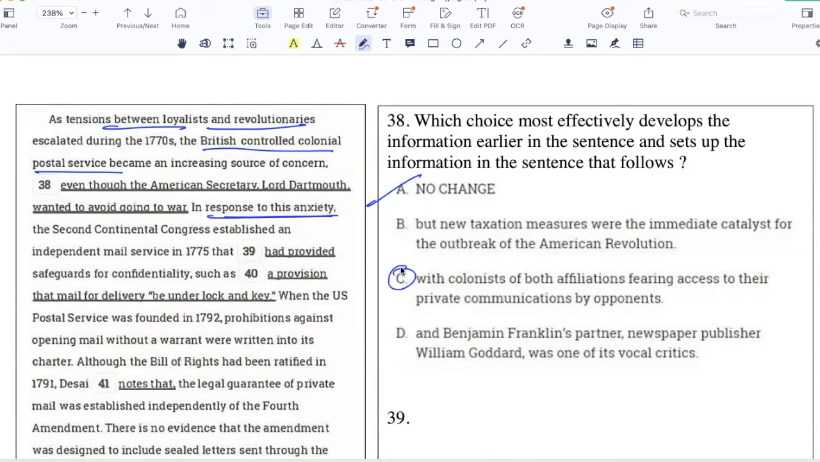So it's C, right? Because when I say that there was tension between loyalists and revolutionaries, then that tension is brought out in colonists of both affiliations. And then that tension relates to the British-controlled colonial postal service because they feared access to their private communication. And that is the anxiety that the opposite party would access their private communication. The immediate catalyst for the outbreak of the American Revolution, that's not relevant here because we are talking about the postal service and anxieties around it. And Benjamin Franklin's partner being a vocal critic is also not a good transition. So C.